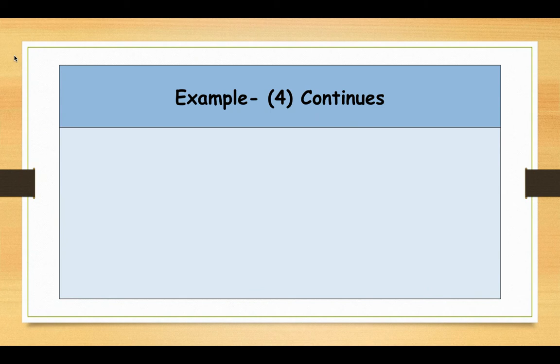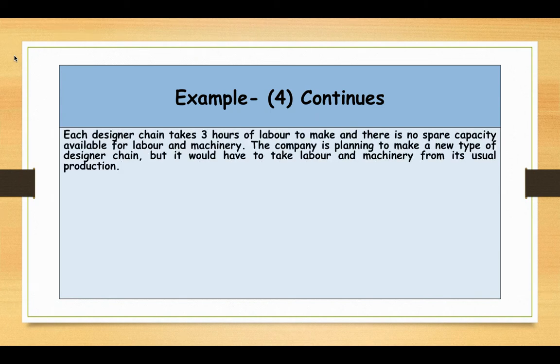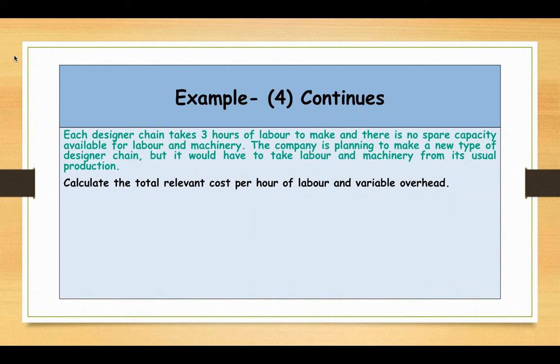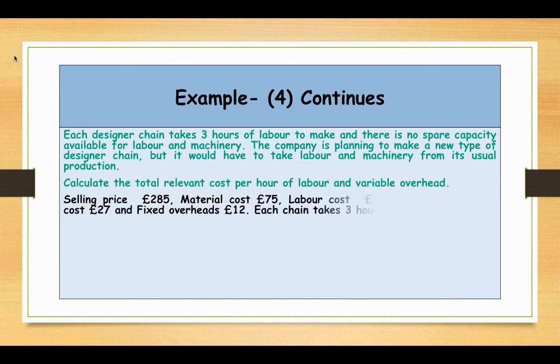So example 4 continues. Each designer chain takes 3 hours of labor to make, and there is no spare capacity available for labor and machinery. The company is planning to make a new type of designer chain, but it would have to take labor and machinery from its usual production. So that means the company has to pinch from its usual production. So the question is, calculate the total relevant cost per hour of labor and variable overhead.